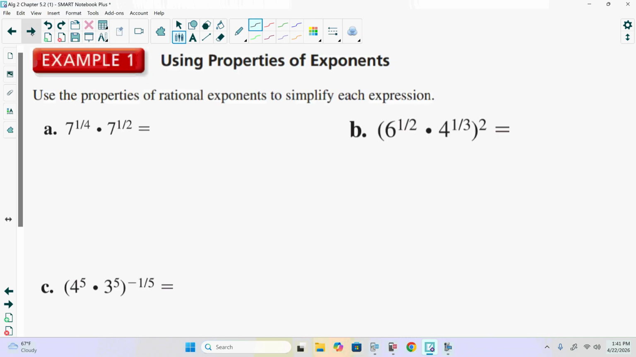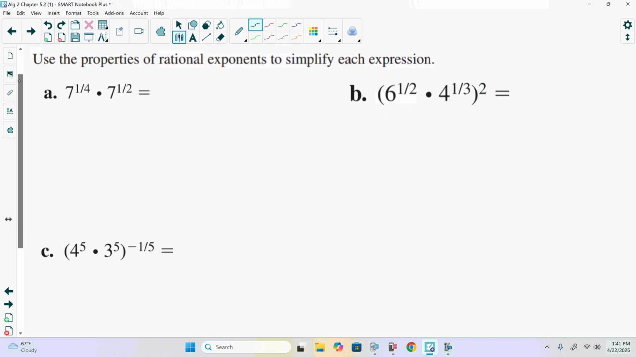Simplest form, we're not going to worry about this for now because we'll come back to it. We'll talk about it tomorrow, but it really applies mainly to radicals: our square roots, cube roots, fourth roots, our radical terms. What we're focused on today is properties of rational exponents, how we work with these here.